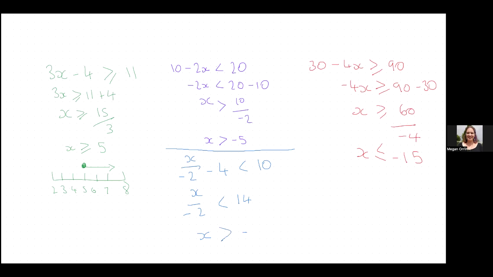Good. So I have to bring this across. I'm multiplying, but I'm multiplying by a negative. So I must flip this sign. So x is greater than -28. So that's the only thing you need to remember. If you're subtracting, don't flip the sign. It's just about multiplication and division.